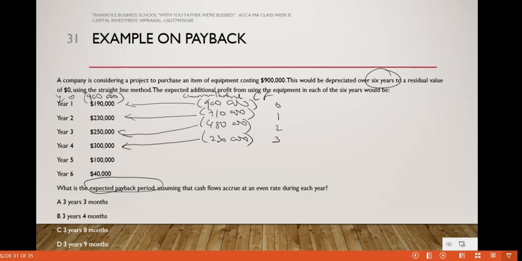Negative 230,000 plus 300,000, we get 70,000. This is year four. So you can see that our payback period from this should be 3 years. It is the year where we last saw the negative cumulative figure, so that's 3 years.